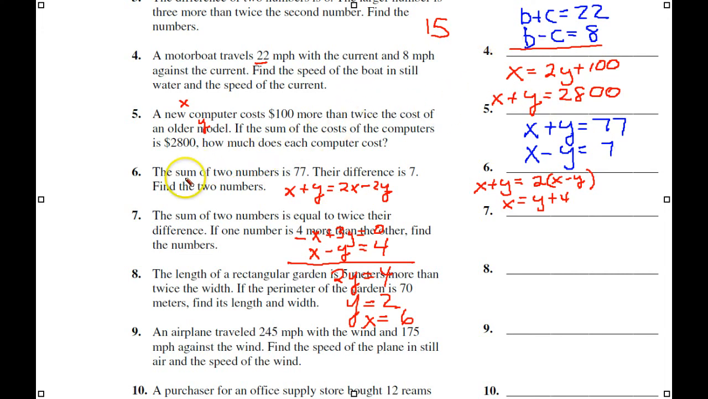All right, number 6 was an easy one. The sum of two numbers is 77. Their difference is 7. Number 7. And again, they don't give me these formulas. I'm making them up myself. Hopefully they're correct. Maybe they could be done a little differently.